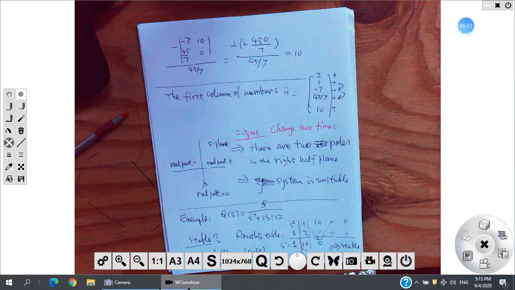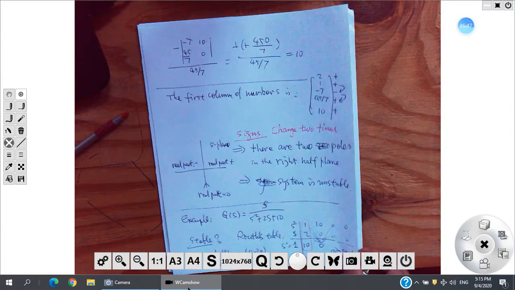It's unstable. But when you find the poles by computer, maybe you find the poles in the negative side. There is some small error, right? It could happen sometimes. That is so. Just using a computer is sometimes not so reliable.